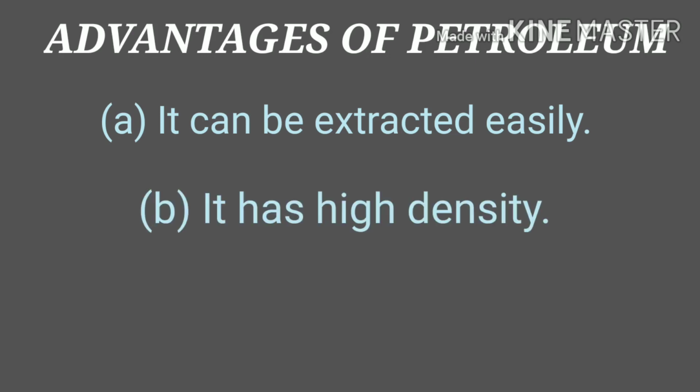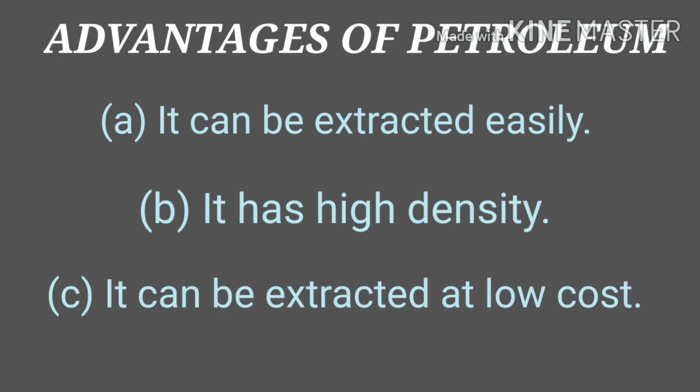It has high density. On average, 1 kilogram of burnt oil can generate up to 10,000 kilocalories. It means that even small amounts of petroleum can generate a substantial amount of energy. It can be extracted at low cost because petroleum products require reduced technical and physical effort. It is sold cheaper compared to other sources of energy. It can easily be transported because it is in liquid form.